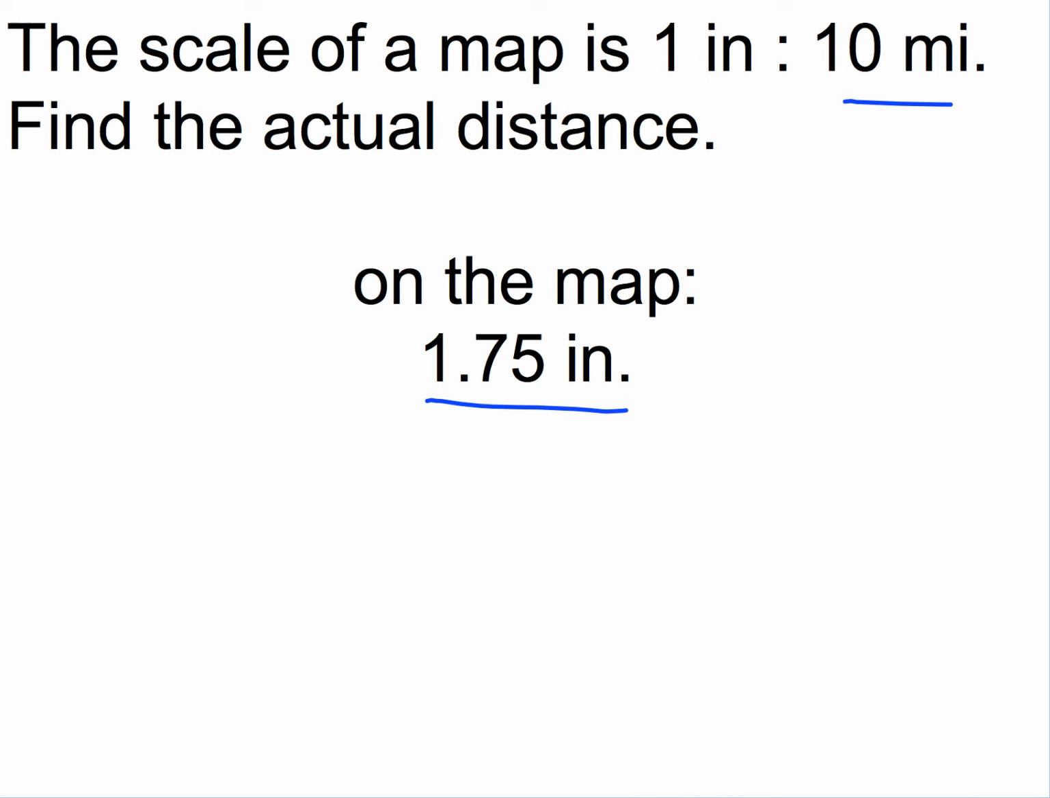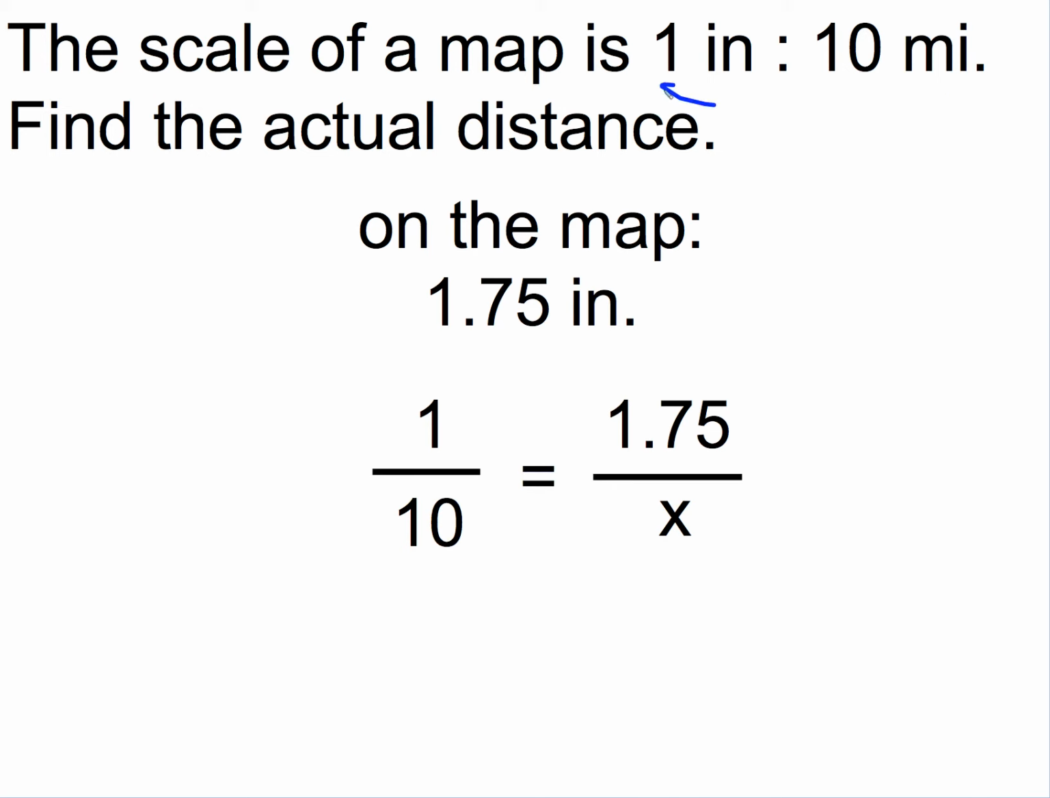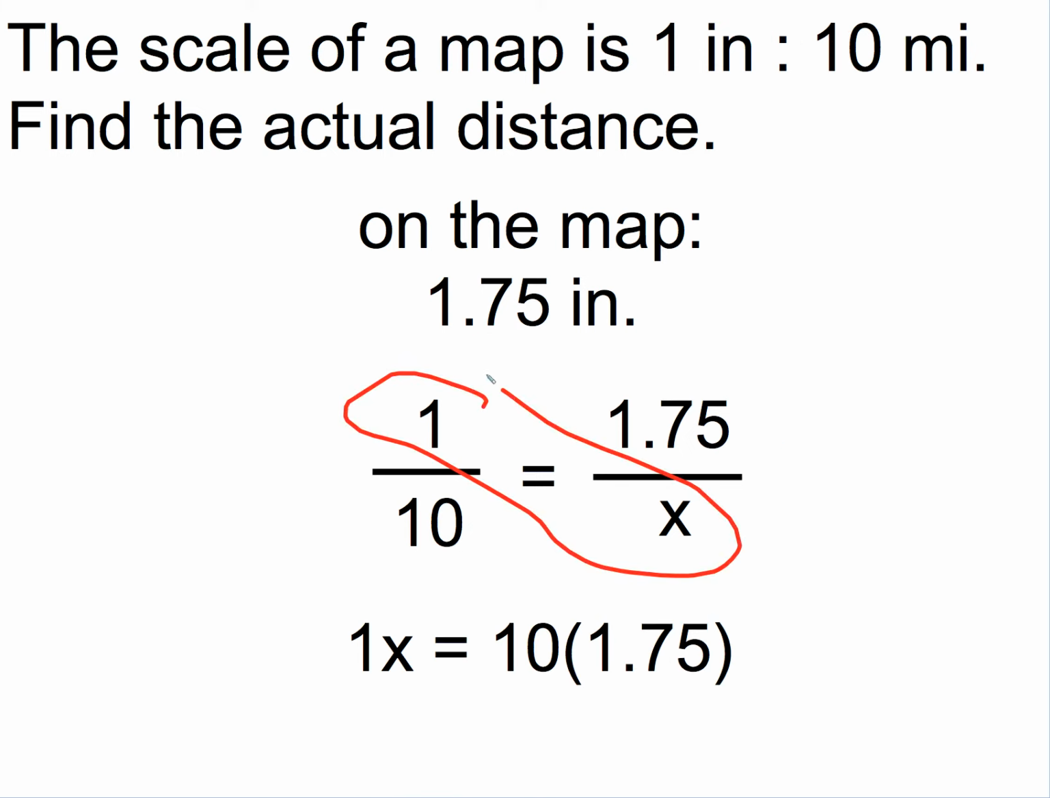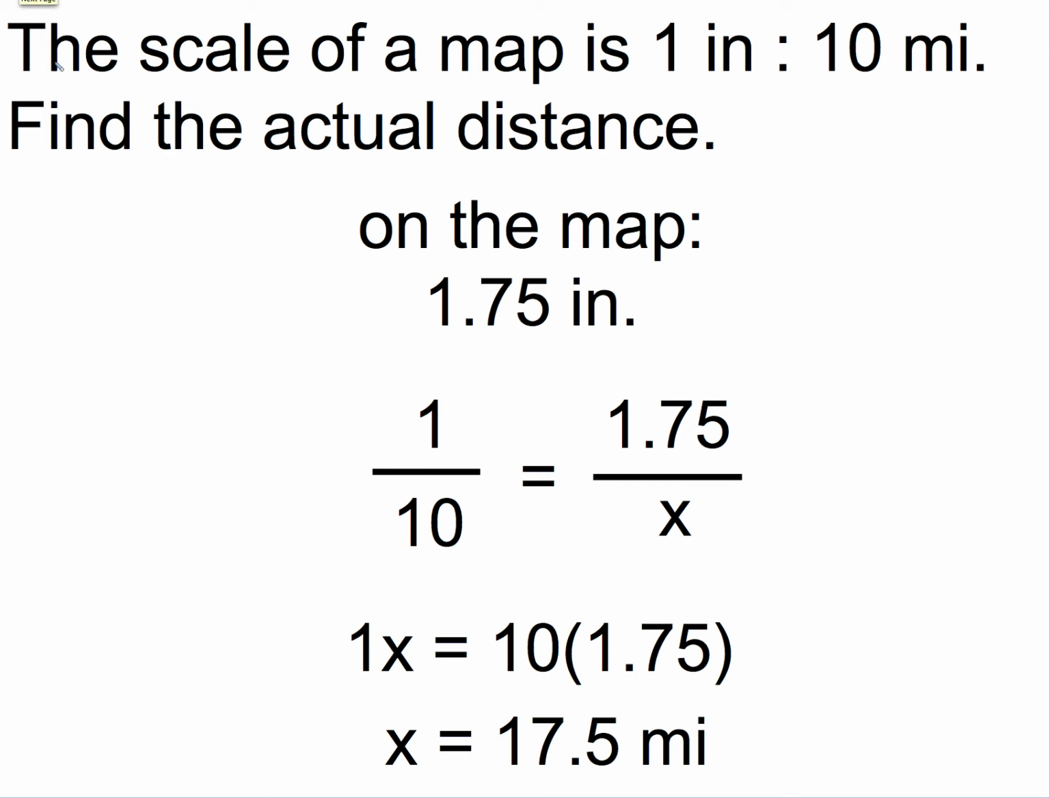So again, we need to set up a proportion. So I chose to do 1 over 10. So 1 inch over 10 miles. And since I put inches in the numerator here, and they tell me that I have 1.75 inches, I need to put that in the numerator over x miles in the denominator. And now we'll cross multiply, so that would be 1 times x, and then 10 times 1.75, and 10 times 1.75 is 17.5. And since 1x is the same as x, I don't even need to divide, so 17.5 miles is the answer.